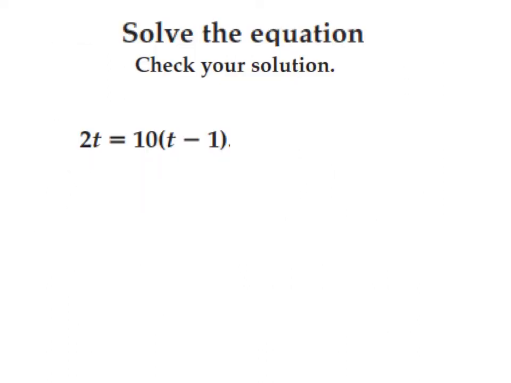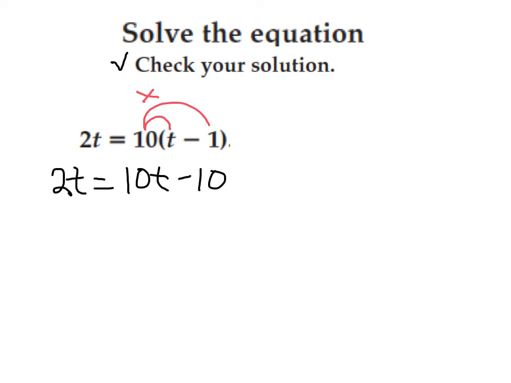Alright, this slide says solve the equation, and also check the solution. So our equation is 2t is equal to 10 times the quantity of t minus 1. In order to find out what t is, we must simplify the left and right side. If you notice, the left side is simplified, so I have 2t is equal to. Now we have parentheses. That means we haven't simplified this side, so we're going to use the distributive property and multiply 10t. And we get negative 10 when we multiply 10 and negative 1.